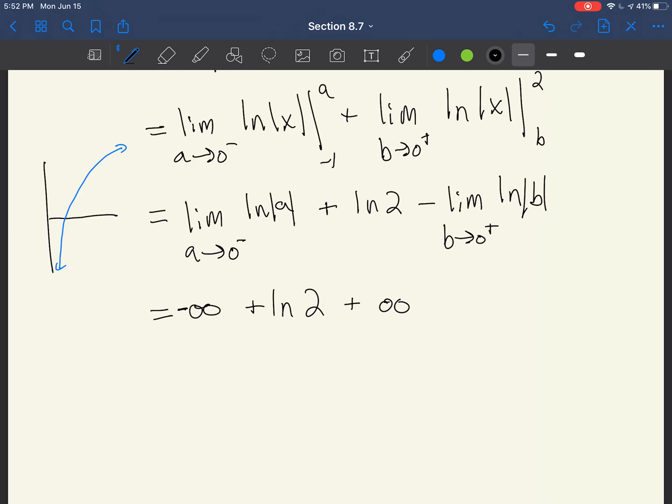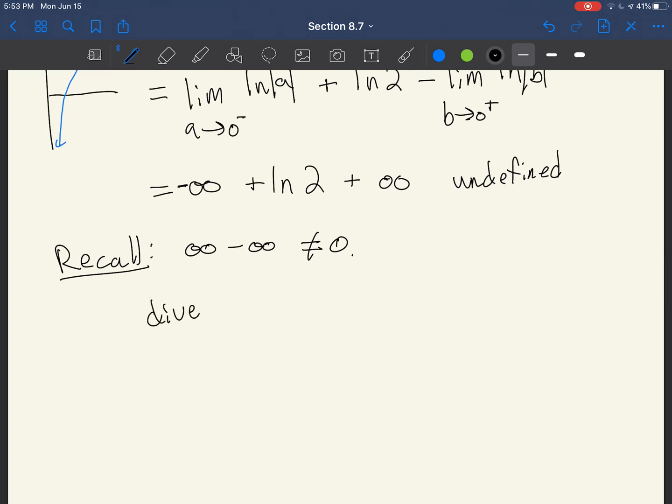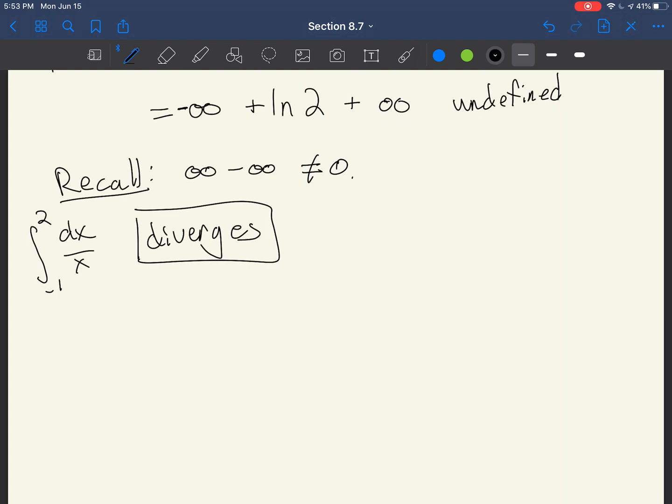I think I have those backwards. -infinity plus natural log of 2 plus infinity. And this is undefined. Recall, you learned this in L'Hopital's rule. Infinity minus infinity does not equal 0. Since this is undefined, we say that this diverges. And let's add some words here. The integral from -1 to 2 of dx over x diverges.